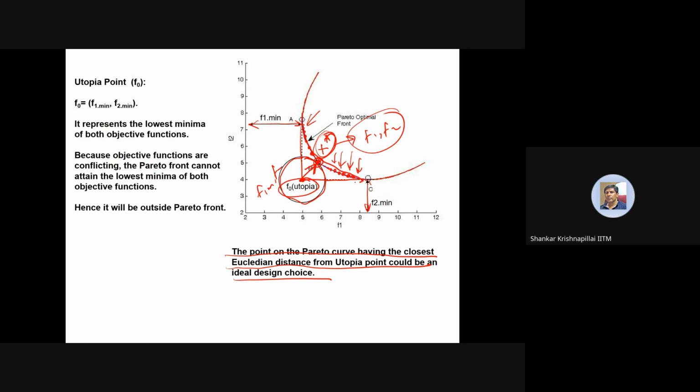First, you generate this entire Pareto optimal front with a genetic algorithm. Then you find the utopia point. Then you draw a circle from the utopia point just touching the Pareto front. Then you find the point X, which is closest. So that X is the best point on the Pareto optimal front, and that can be given to the consumer as the best point. Okay, we can stop here.